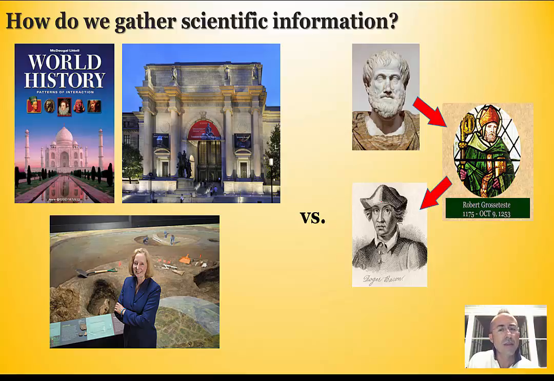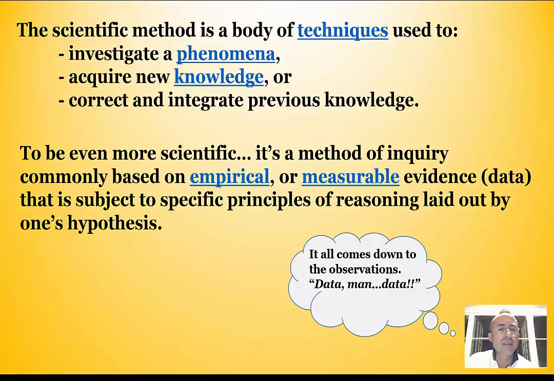Okay, so now that we know where it came from, we know that there's a difference between how the scientific method differs from how we gather information in other subjects like history. We can go on and now look at it in a little more detail. So what is the scientific method? Okay, scientific method, it's really a body of techniques. It's used to do the following: to investigate the phenomena, one that you have seen in an observation that you really don't know much about and it intrigues you. That's a phenomenon. Okay, it is going to be used to acquire new knowledge or correct and integrate previous knowledge into what you're looking at.